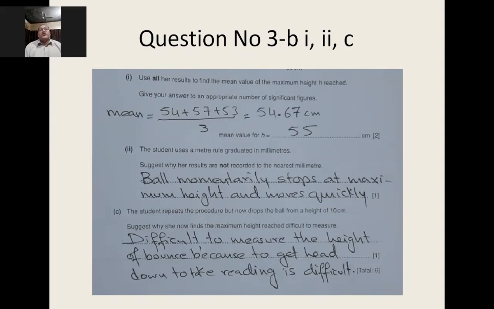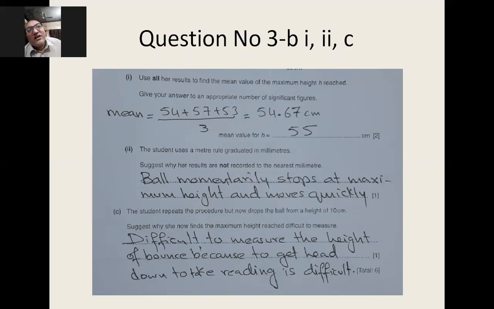The C part is, the student repeats the procedure, but now drops the ball from a height of 10 centimeter. Suggest why she now finds the maximum height reached difficult to measure. If you drop the ball from a height of 10 centimeter, that height is very small. So it will be very difficult for an observer to go down, lie down on the floor, put his head on the floor and observe the height of the bounce. Because 10 centimeters is a very short height, so it's not a good idea.